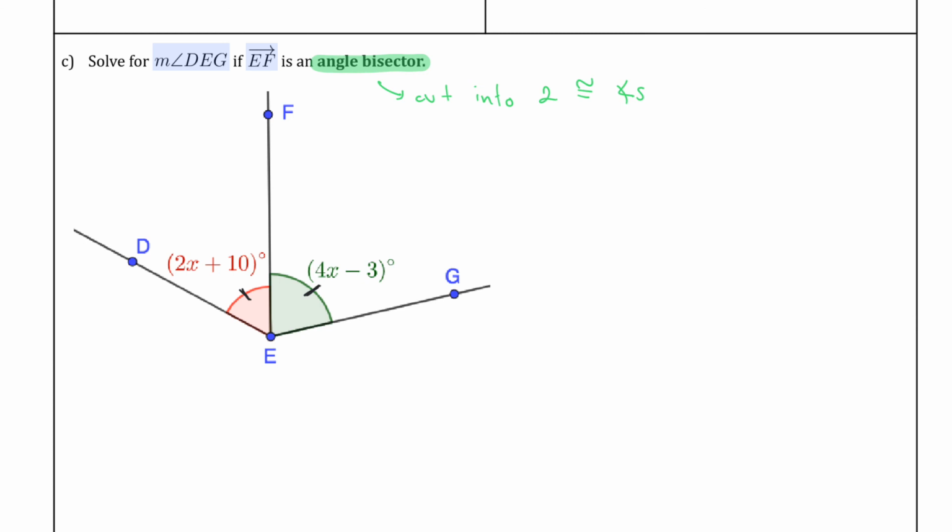Okay, so because these two angles are congruent, let me first write a congruent statement. Angle DEF is congruent to angle FEG. And then from here, now we can substitute into an equation by replacing. 2x plus 10 represents DEF, and this will be equal to 4x minus 3, and that represents angle FEG.